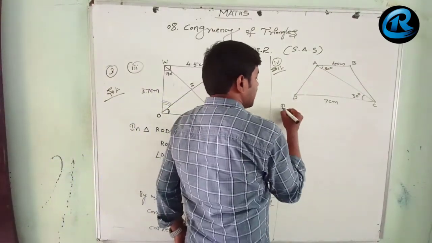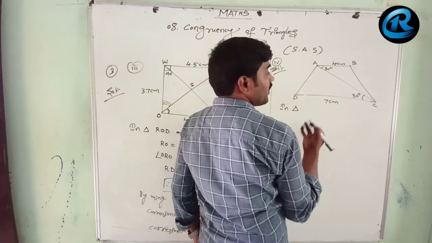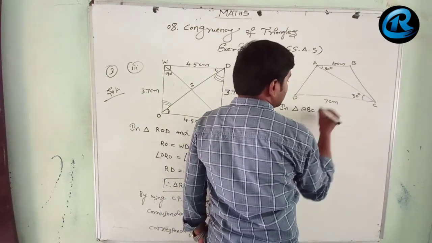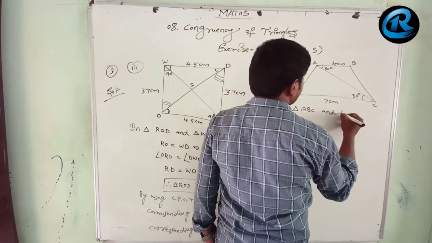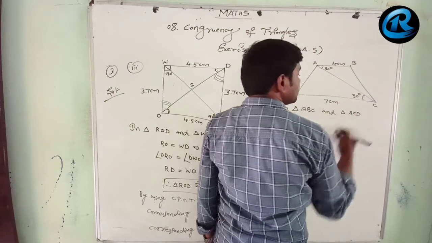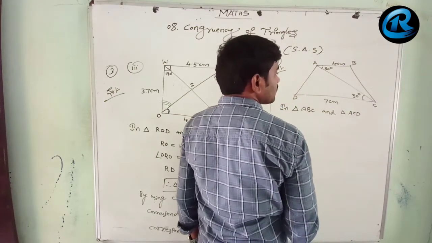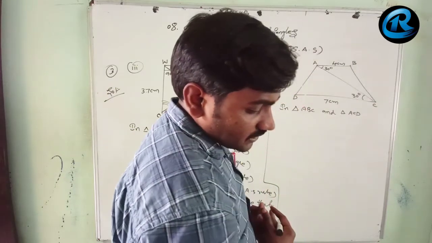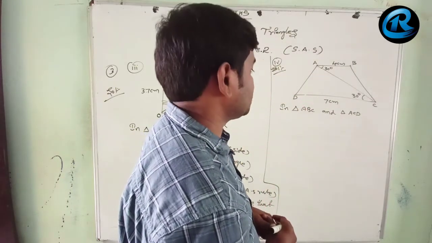Now let us take the triangles. What triangles am I taking? We have to observe only those triangles: triangle ABC and triangle ACD. Let us check whether these two triangles are congruent or not first.